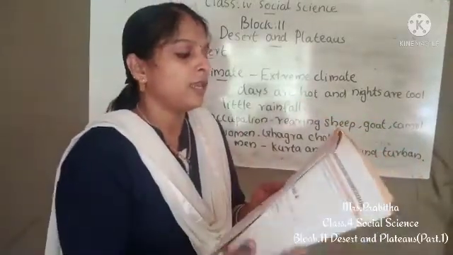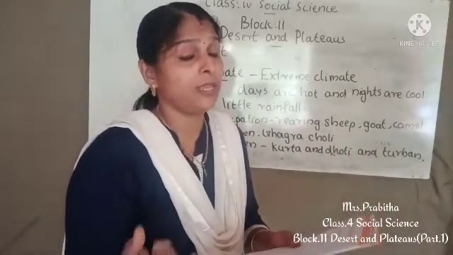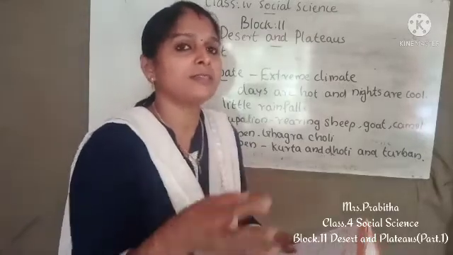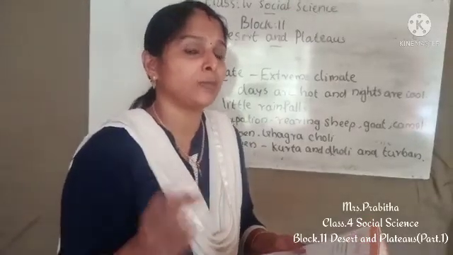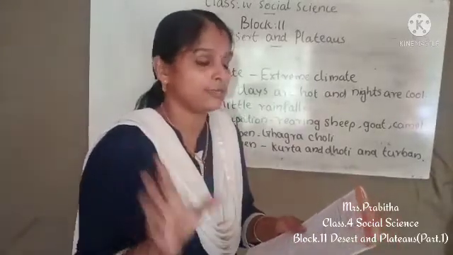Then C, write the name of the state covered by the desert. So you can write Rajasthan. Mainly it is spread on Rajasthan. Okay, one state enough, Rajasthan. So some other states also there. Some part of Gujarat, Punjab, Haryana, all desert can be found. Okay, so you can write Rajasthan.